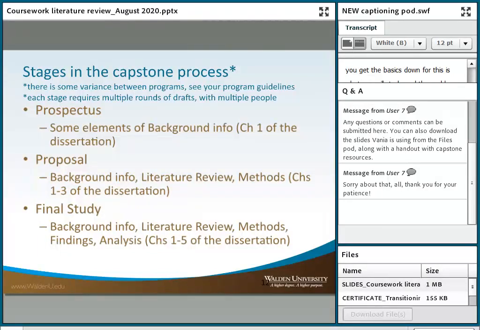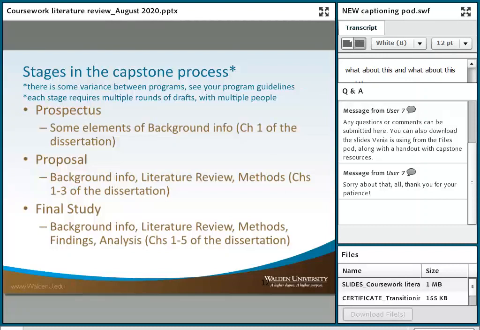So for each of these stages, you're going to have documents that you write. The first one is, of course, the prospectus, and that's going to have some elements of the background info or chapter 1 in the dissertation. It's different for other doctoral studies. The proposal then, so the prospectus is where you get the basics down. This is what you're going to study. This is the problem. This is the purpose of the study. This is why it's important.